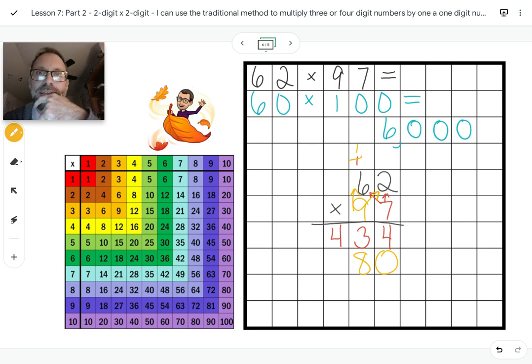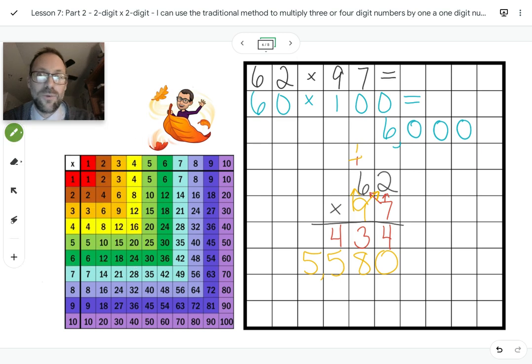Plus I have to add what I carried. What do you think goes in these next two answer boxes here? I'll meet you back on the other side. Try to figure that out. Okay, did you say 9 times 6 is 54 plus 1 is 55? I hope so. That's the correct answer.